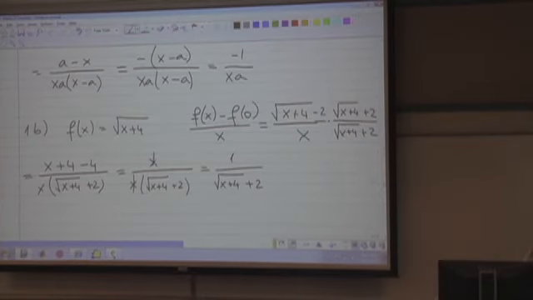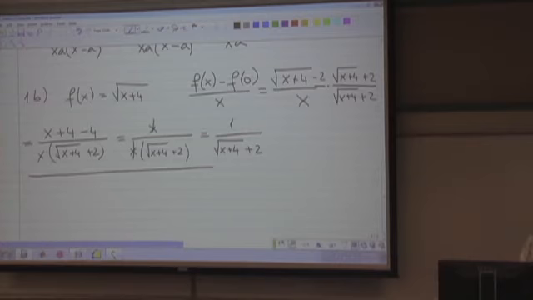Okay? What else? Yes? I'm getting confused on how to determine whether a function is odd or even. Okay. What is the definition? When is a function odd?